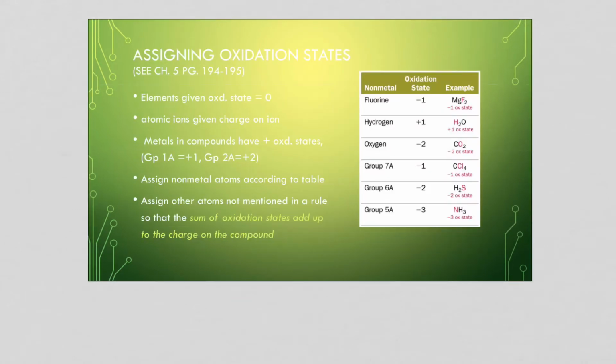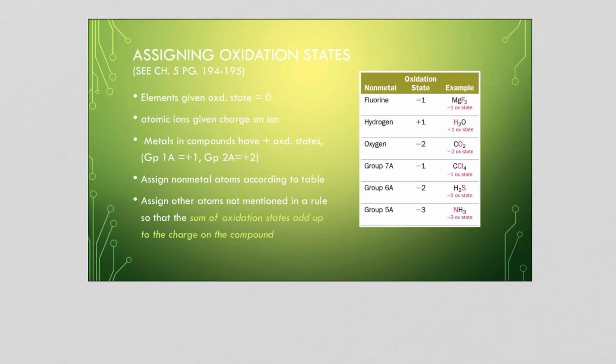So assigning oxidation states follows a simple set of rules. First of all, anything in a chemical reaction that is in its elemental state, whether it's a metal or an elemental gas like H2 or O2, is given an oxidation state of 0. If you're seeing a chemical reaction written out using atomic ions, say sodium plus ions, then it's assigned an oxidation state equal to its actual charge.